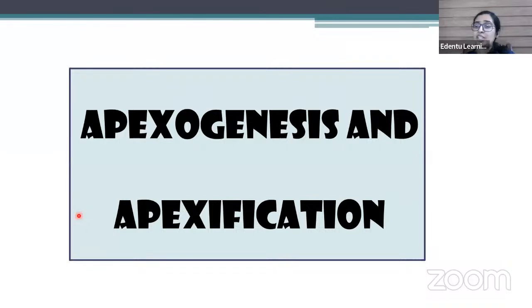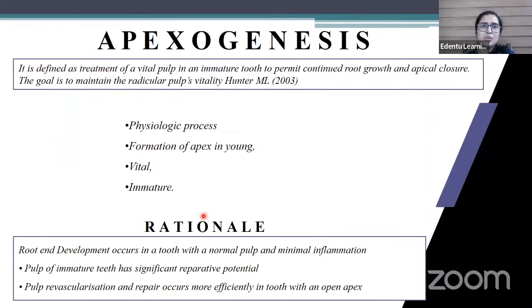Yeah, now getting on into our third question, that is regarding the apexogenesis as well as the apexification. Quite an important question from your examination point of view. And I don't think many of you have a clear-cut idea regarding when to do apexogenesis as well as apexification. So please listen to the session. So apexogenesis is what we are going to start with.